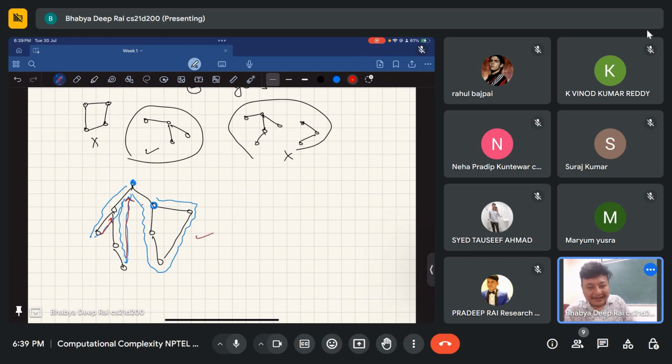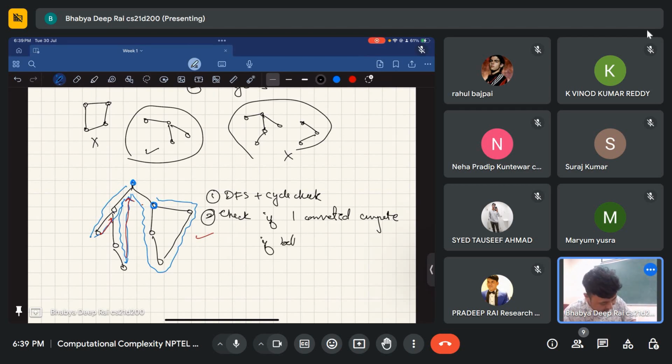This will do DFS. And finally, you want to check whether it is connected or not. Then DFS plus cycle check. This is to check whether there is a cycle or not. And secondly, check if there is one connected component. If both are yes, then output yes, otherwise no. This is clear, right?